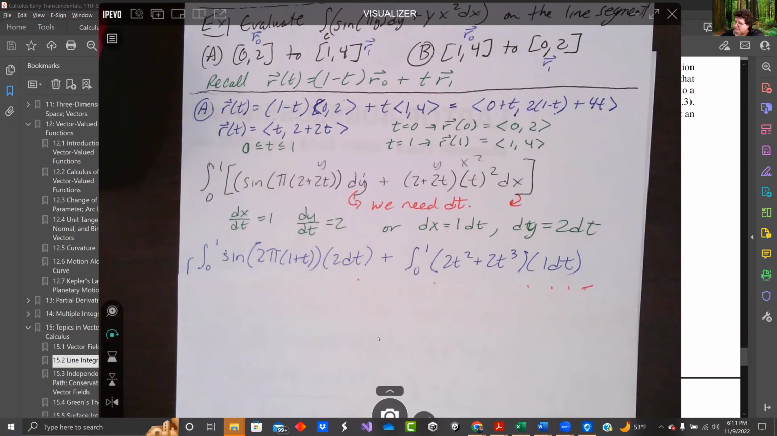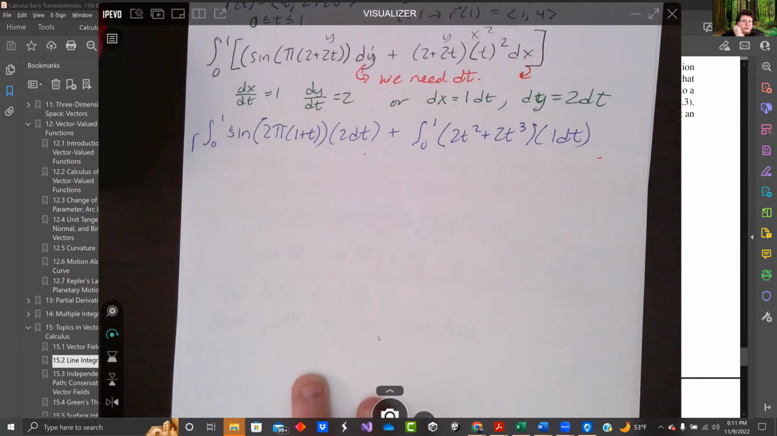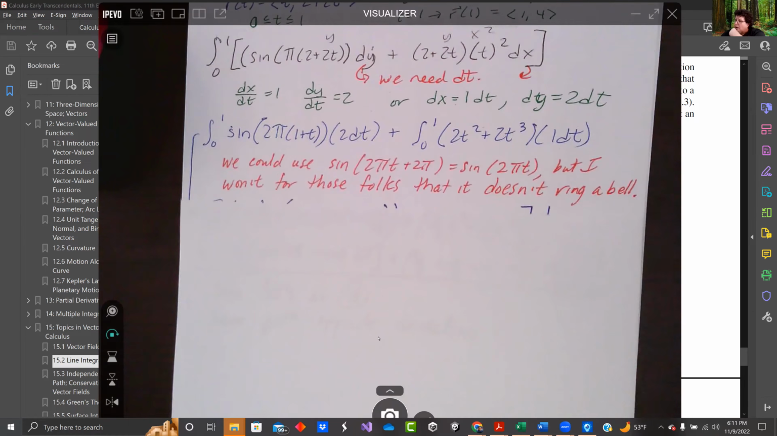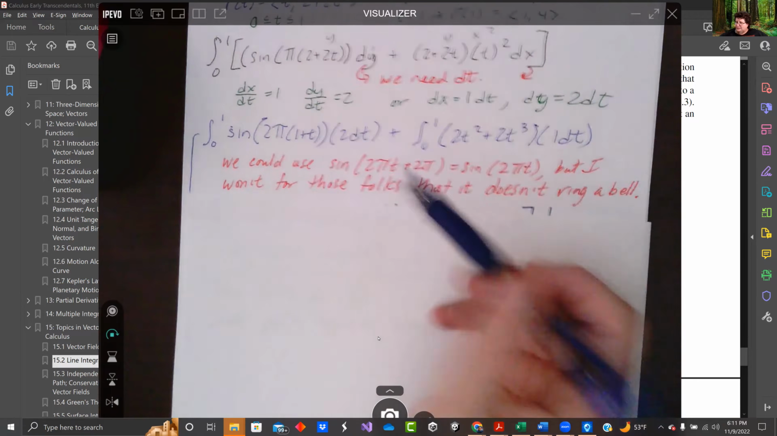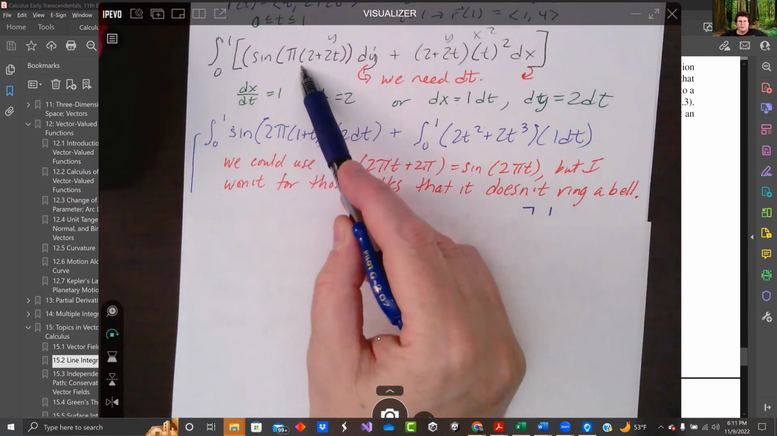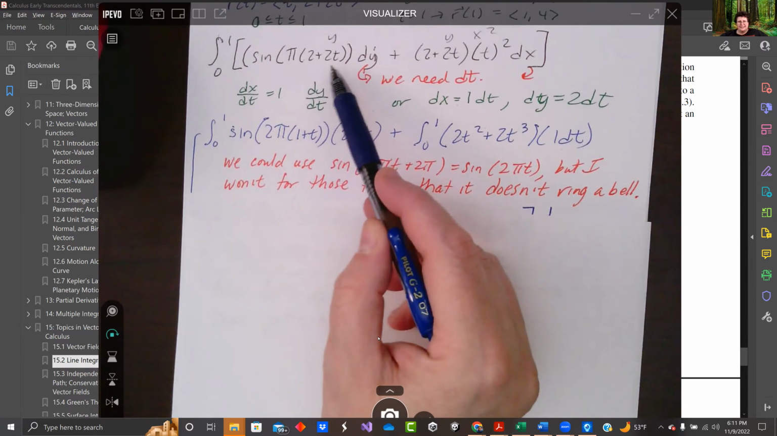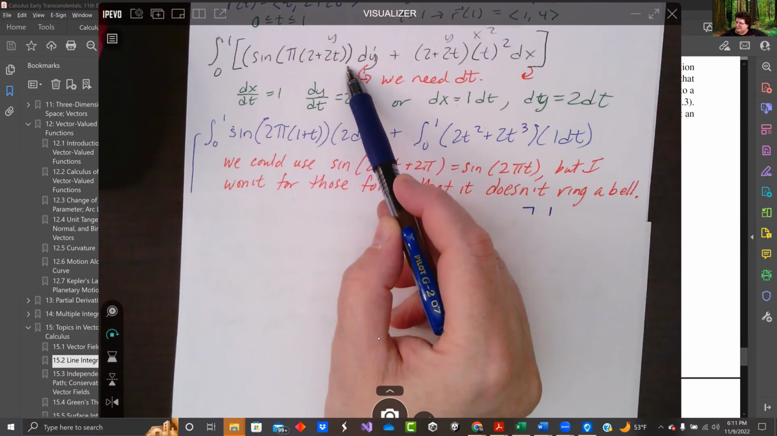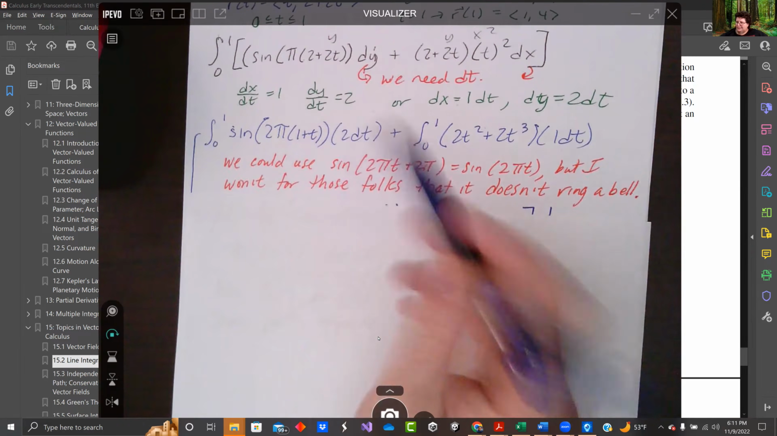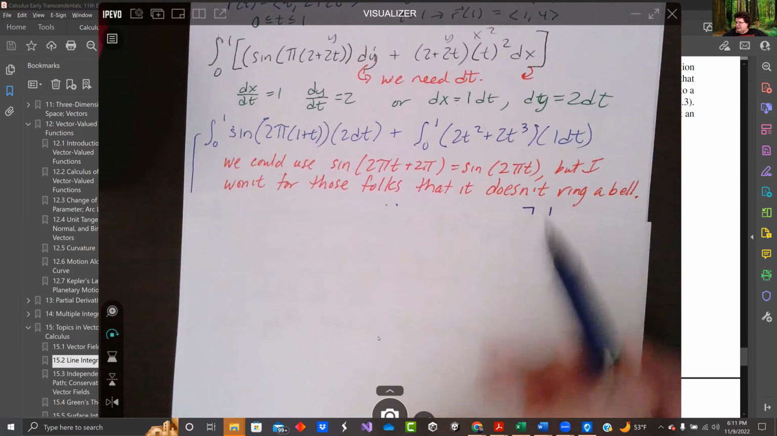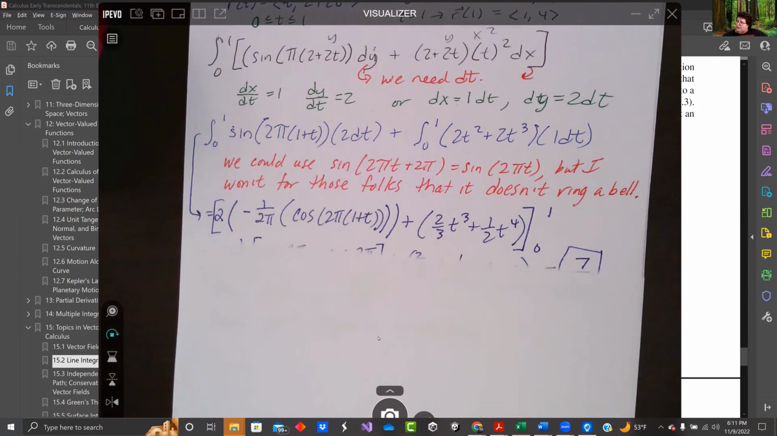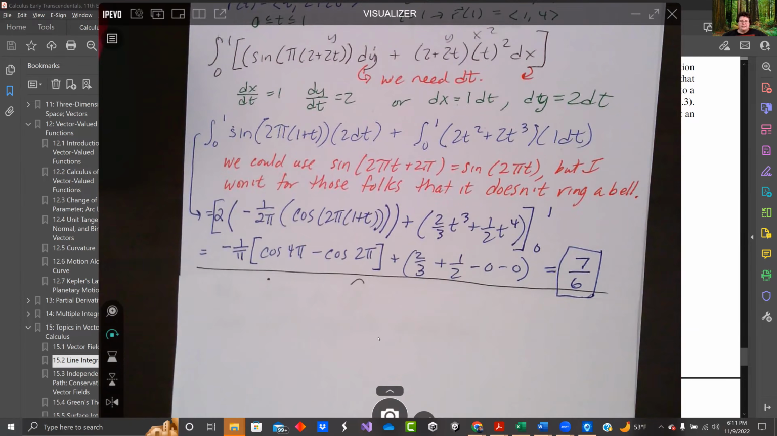So we plug those in, and I separate them into two different integrals, just to make it a little bit easier. And I could use the fact that 2 pi plus 2 pi t is cyclical, so we don't really need the 2 pi, but I went with the whole thing. You can work it out. You're going to see you get 7/6. Pause the video if you need to check that out.